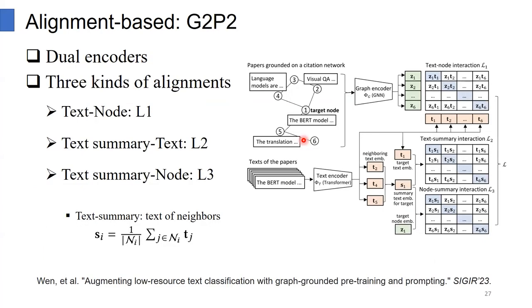This is another paper, right? Called G2P2. This paper is similar to the previous work, but it employs some additional contrastive strategies. For example, beyond the node-text alignment, they also proposed text summary alignment, because you know the graph has a structure. Each node has a neighborhood. So if you take a look at the text from the neighboring nodes, it actually forms a summary of the center node, right? So we can also contrast or align between the summary and the center node, or the summary of the text with the center node's description, right? So these two additional contrastive strategies can improve the performance.